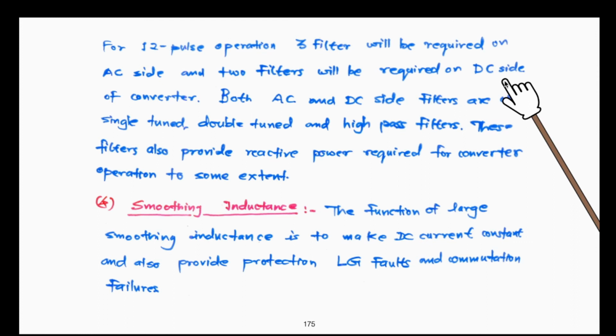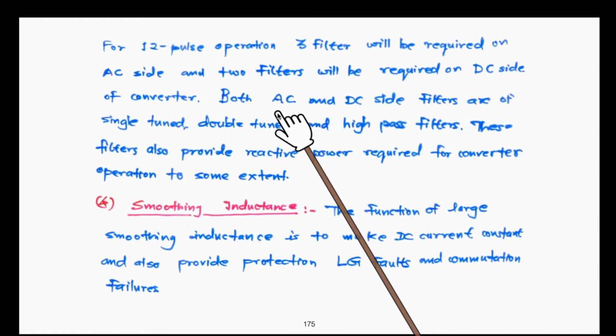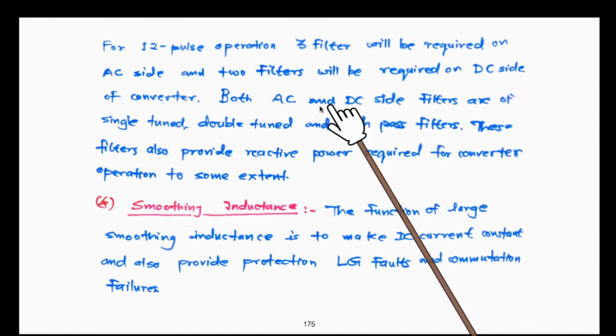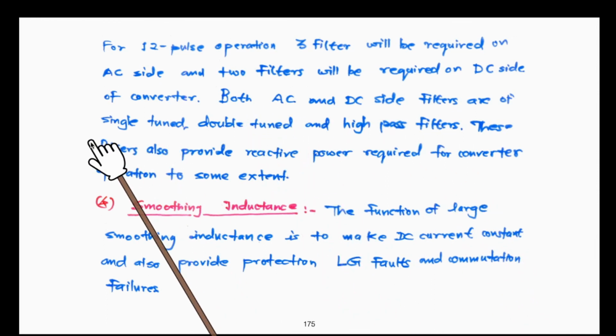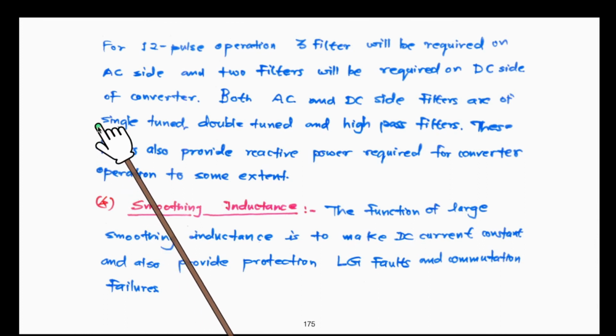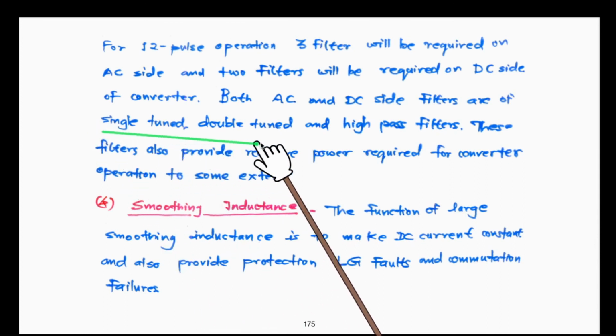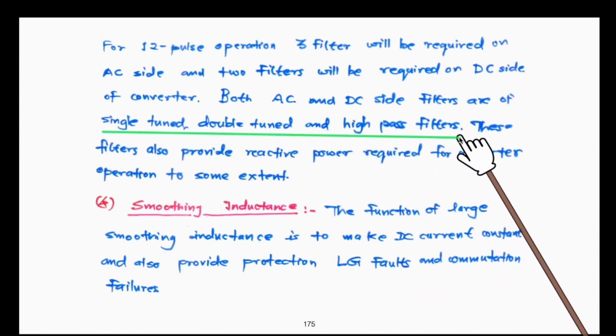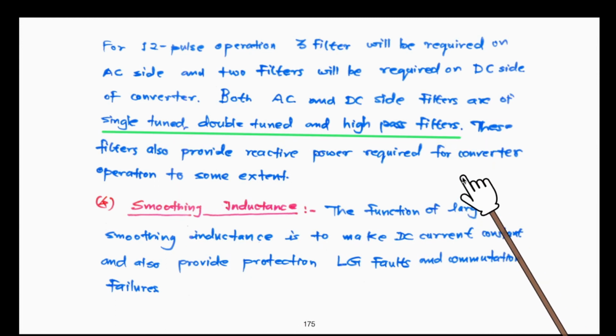Generally, one filter is capable of removing 2 frequencies, so double tuned filters. Both AC and DC filters can be either single tuned, double tuned or high pass filters. These filters we are going to study in detail later in unit number 5: how to design the filters and how to select the components and so on.